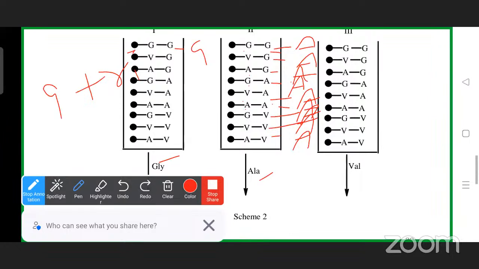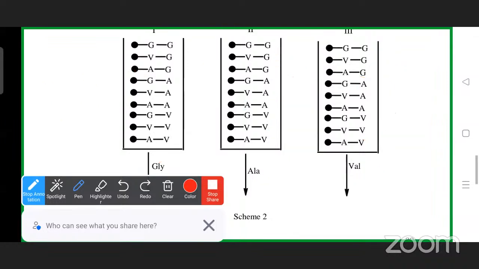And in this reaction, the terminal amino acid is valine. Here is a valine, here is a valine, so all contain valine. So like that, we are getting 9 different tripeptides in each reaction vessel. Now what do you do in the next step?